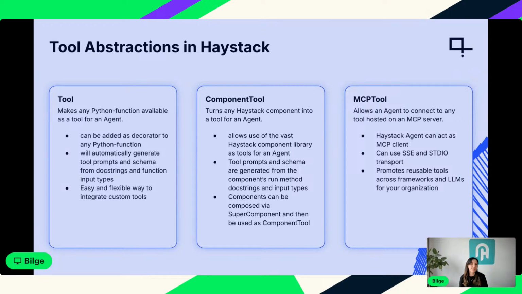And another tool class that we have is MCPTool. This allows an agent to connect to any tool hosted on an MCP server. So if there's an MCP server running externally, you can easily connect to that server and use the tools on that server in your Haystack agent by using that abstraction.